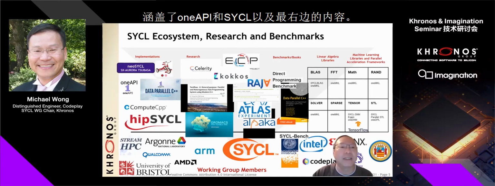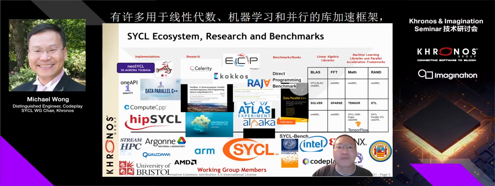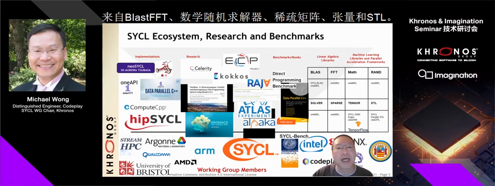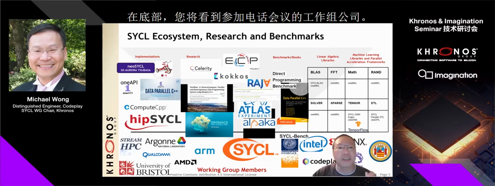And on the far right, there are many libraries for linear algebra, machine learning, and parallel acceleration frameworks separated into the domain that they serve, from BLAS, FFT, Math, Random, Solver, Sparse Matrix, Tensor, and STL. And at the bottom, you will see the working group attending the meeting calls.